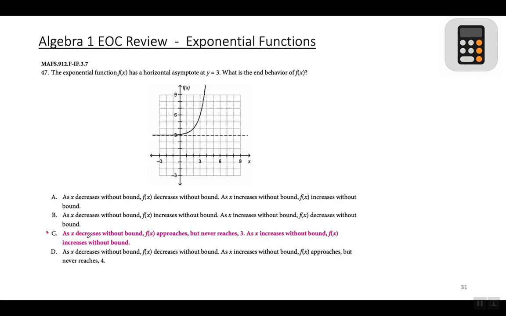The correct answer says that as x decreases, that means as the line goes this way, because the x value is decreasing as you go to the left, f of x approaches but never reaches 3. That's the horizontal asymptote. In other words, as we go to the left, x is decreasing, and f of x, which is the y value, approaches but never reaches 3. And in the other direction, to the right, as x increases without bound, f of x, which is the y value, increases without bound.